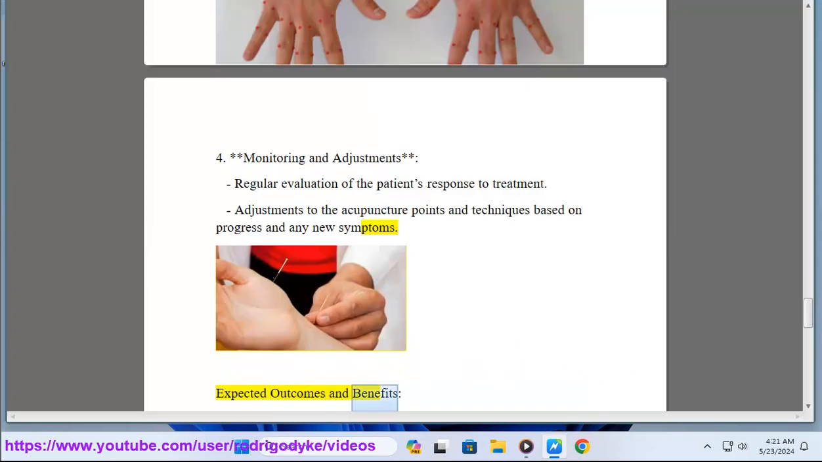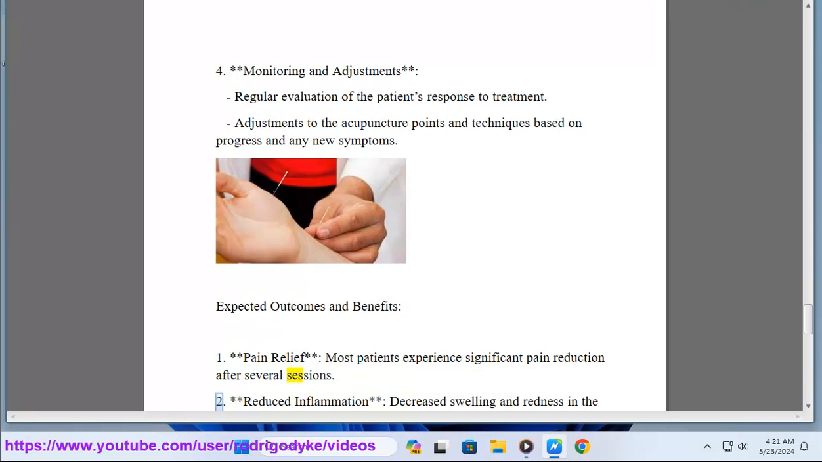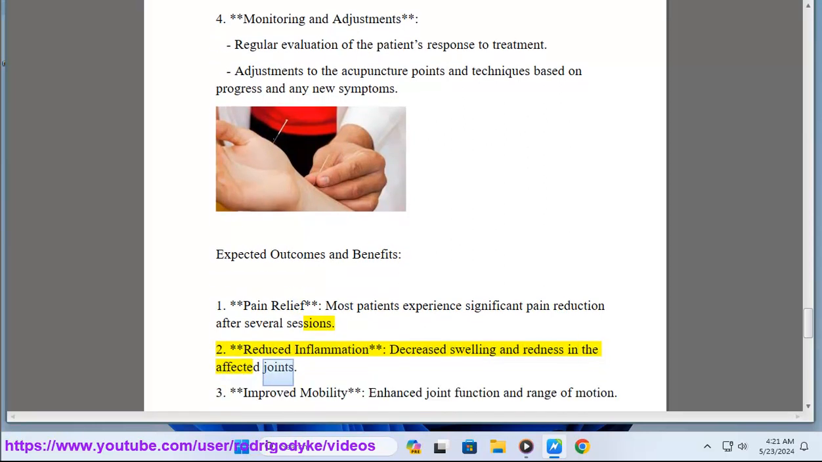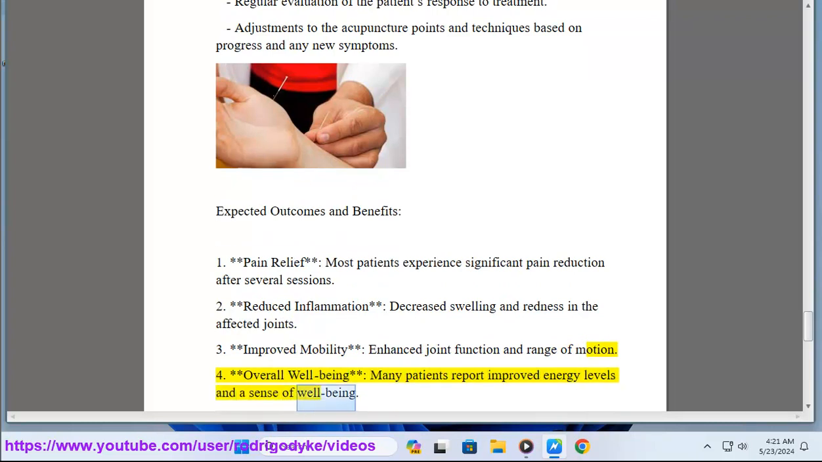Expected outcomes and benefits. 1. Pain relief. Most patients experience significant pain reduction after several sessions. 2. Reduced inflammation: decreased swelling and redness in the affected joints. 3. Improved mobility: enhanced joint function and range of motion. 4. Overall well-being. Many patients report improved energy levels and a sense of well-being.